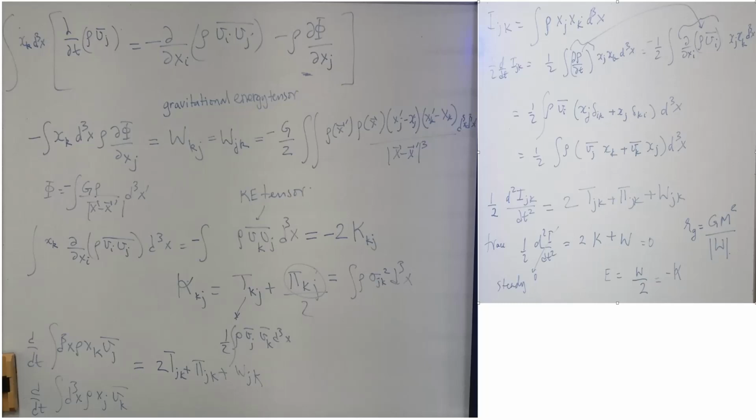This is the kinetic energy tensor. It sort of obviously looks like kinetic energy. And half of that is the kinetic energy tensor, kj. Okay, and this has two components. One is the bulk part and the fluctuations part again. So this is nothing but kj is nothing but t kj plus pi kj by 2.